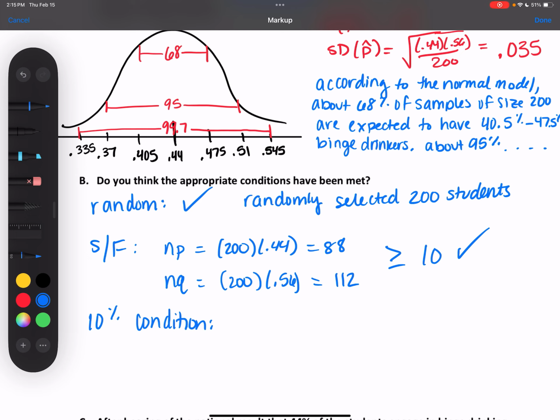The 10% condition. Yes or no? I would say yes. Why? Because 200 is less than 10% of the total college students. Is there ever a time where it's not less than 10%? Very, very rarely. It would have to be some random problem for it to not be less than 10%, or some obnoxiously large number, like they pulled the entire United States or something.